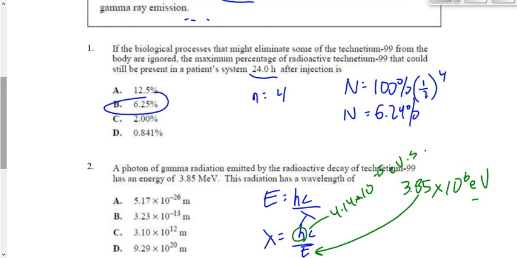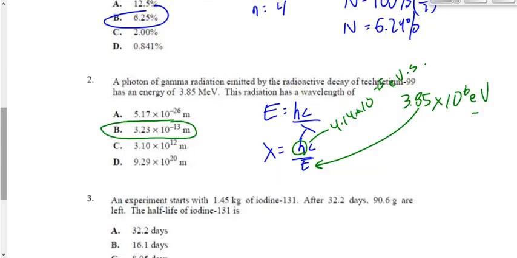Always use joules: convert this to joules and use the 6.63 value. Any way you look at it, you're going to end up with B as an answer, 3.23 times 10 to the negative 13 meters. This morning when I was doing this, I didn't have an answer key in front of me, but I knew the answer wasn't going to be C or D.